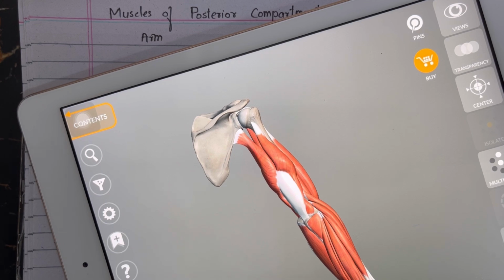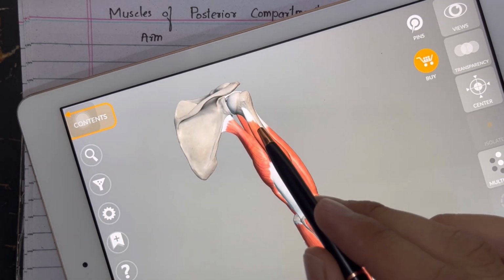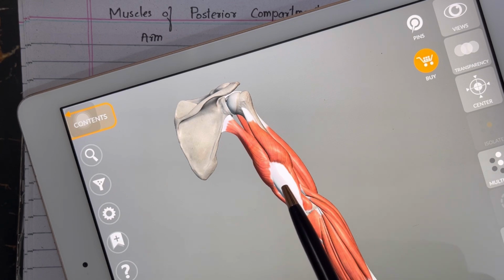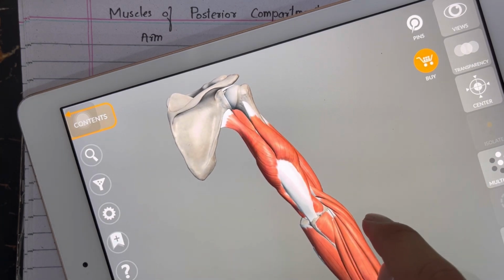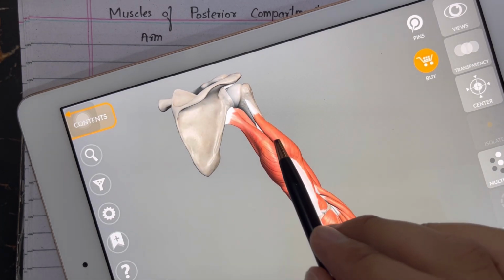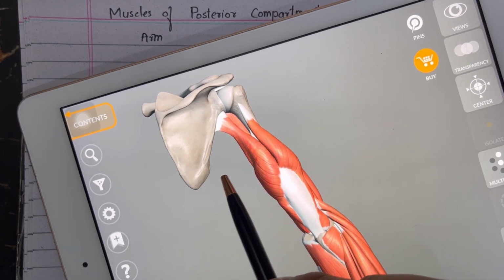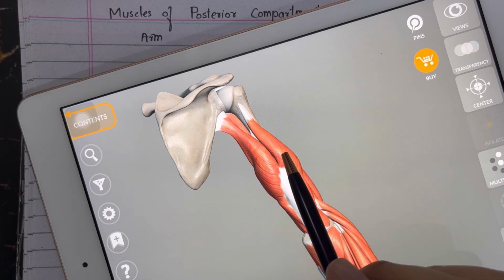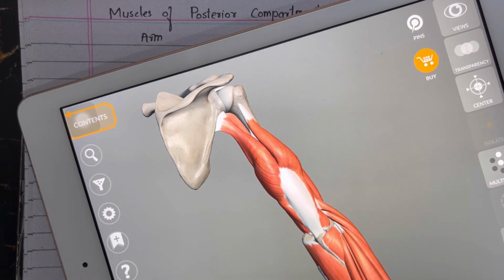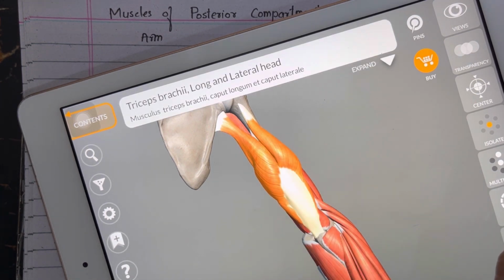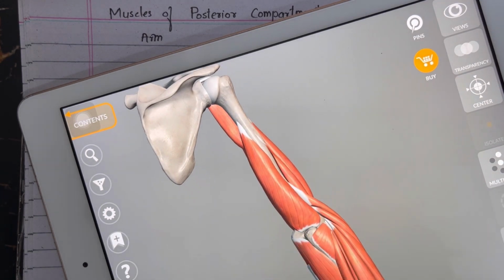In this lecture we will discuss the muscles of the posterior compartment. Student, there is only one muscle in the posterior compartment of the arm, the Triceps Brachii muscle. It has three origins, or three heads: the medial head or the long head, the lateral head or the short head, and one located deep to these two heads, the intermediate head.